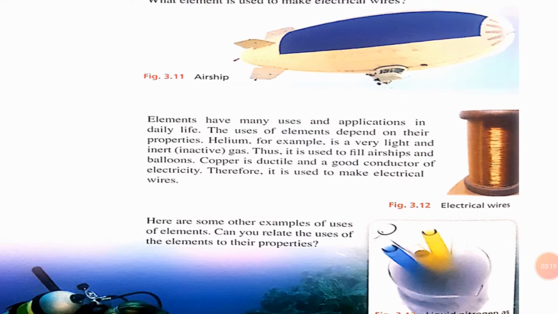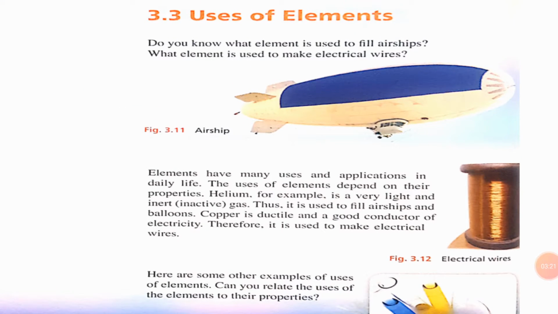Now the thing is about the uses of elements. All the elements have certain uses. As you can see, the first question is, what is the element that is used to fill airships? Helium. You can write the answer here, helium. What element is used to make electrical wires? Copper is used to make electrical wire.